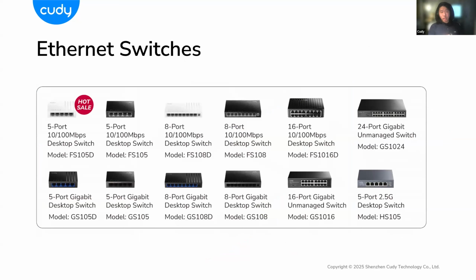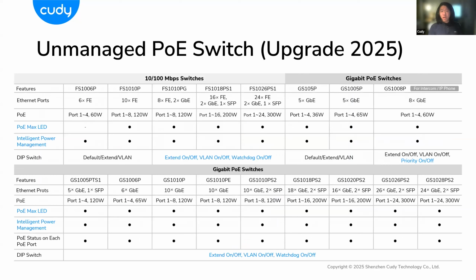So let's have a quick look at Cudy's Ethernet switches. We provide from 5 ports to 24 ports or even more, from 100 megabits per second speeds to as fast as 2.5G options. Those are the most simple unmanaged switches. And we also provide PoE switches, which have some other PoE-related features, as you can see on the table.